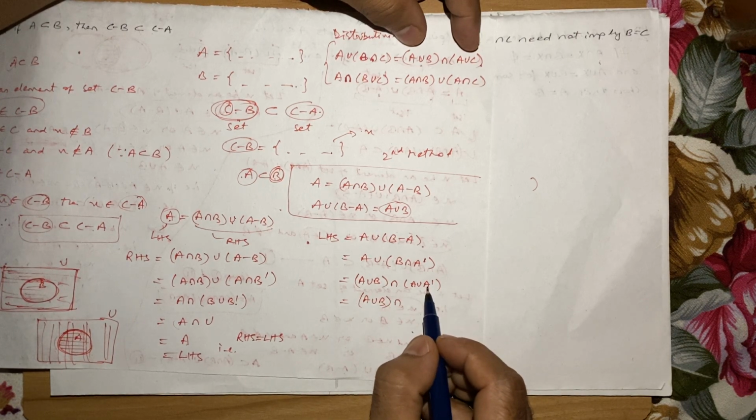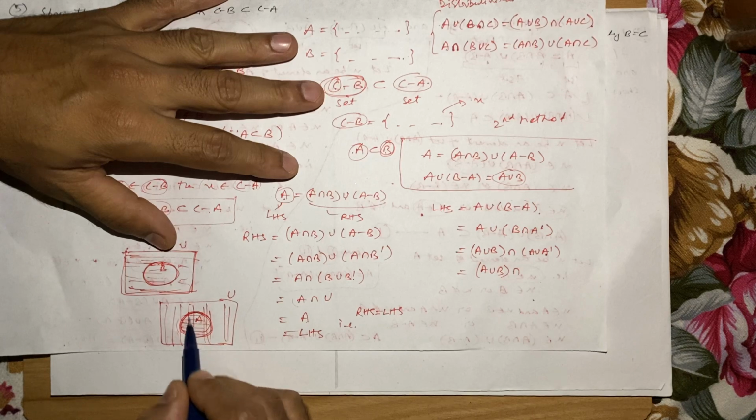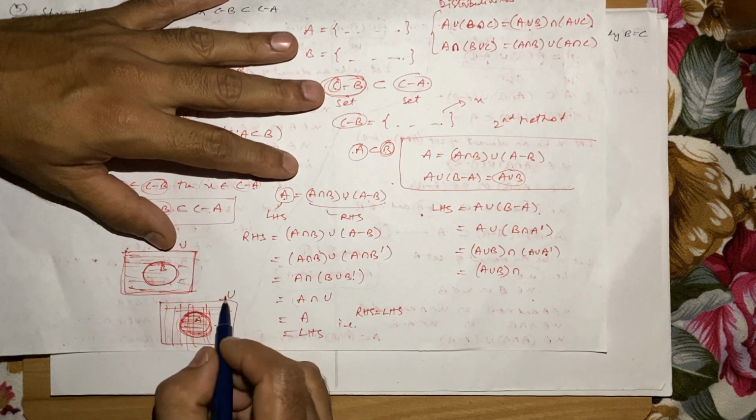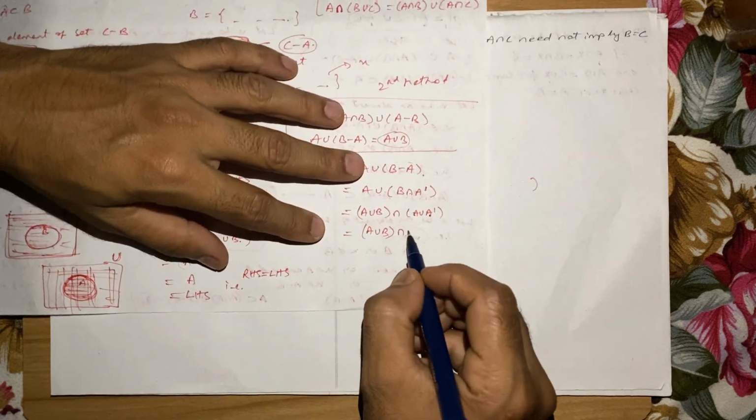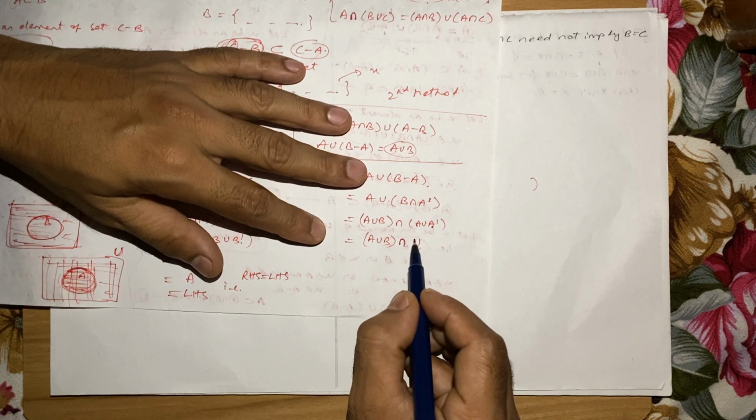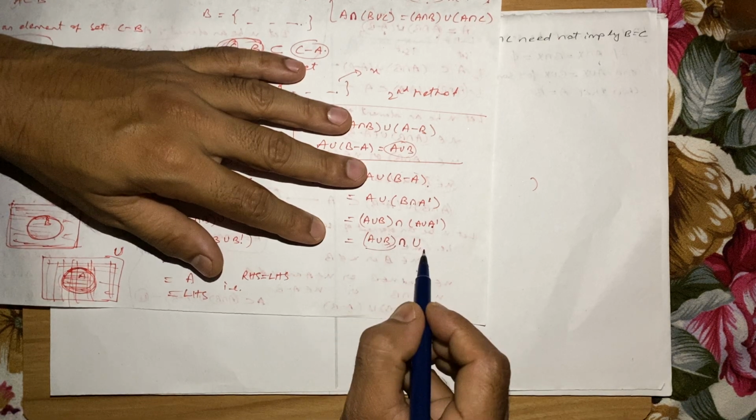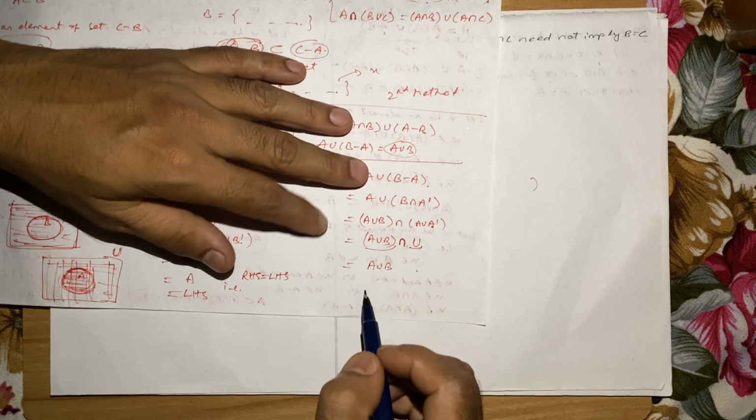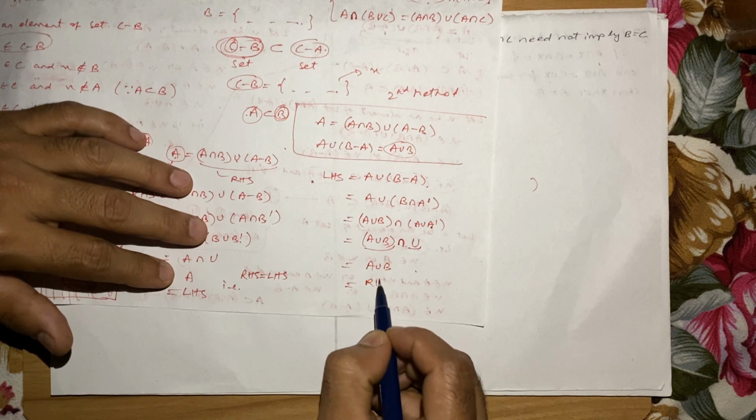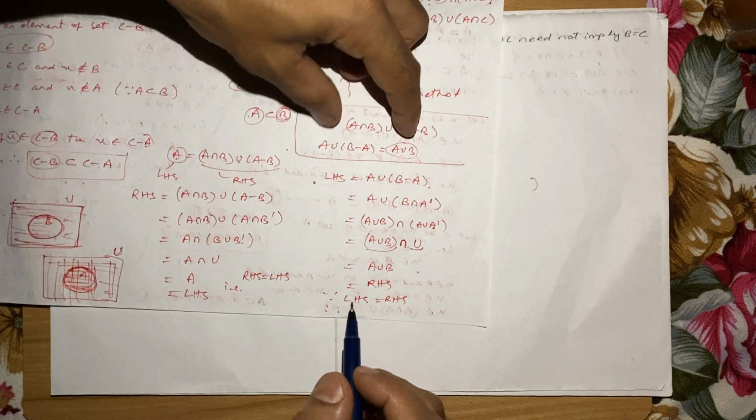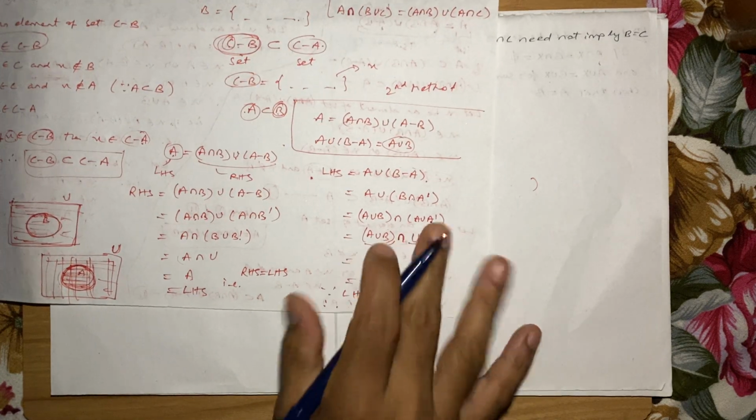What is A union A dash? A, the inside part, and A dash, the outside part, combined together will give you the universal set. So this will be the universal set. Now A union B is a set which has been intersected with the universal set. So what is common between these two sets? This set itself, so A union B. This is the right hand side. Since LHS is equal to RHS, therefore this is equal to this. So this is the second way in which you can solve this question.